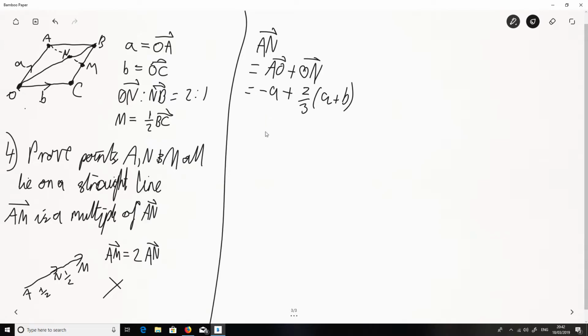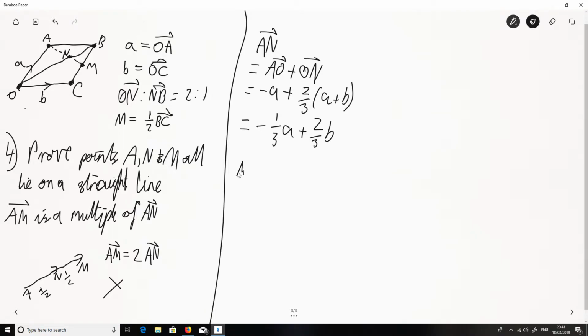Now this simplifies to minus A plus 2/3 A, so that's minus 1/3 A plus 2/3 B. So that's what we get for AN. Now we want to show that AN is a multiple of AM.